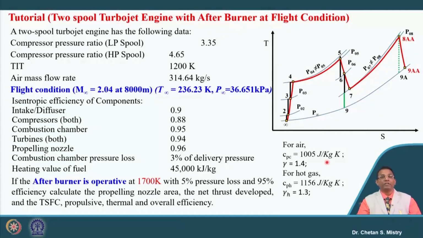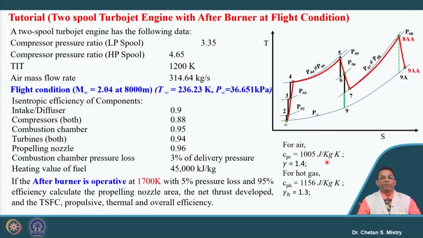say flight condition as Mach 2.04 at altitude of 8000 meter, where our temperature and pressure are 236.23 Kelvin and pressure as 36.651 kilopascal. And we are considering same afterburner operative condition as 1700 Kelvin with 5% pressure drop and 95% efficiency. So, here we would like to do the calculation for the flight condition.